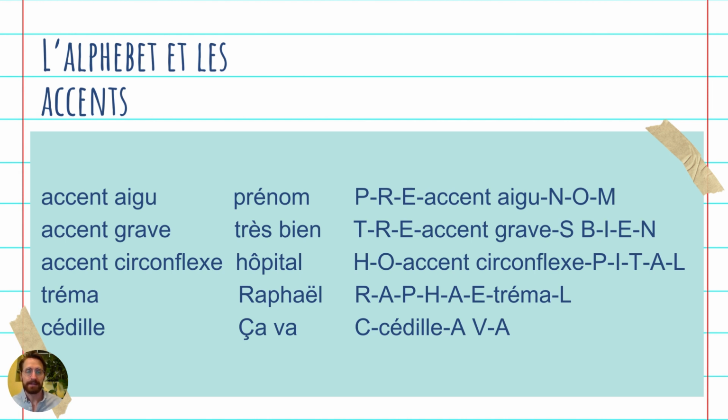Ensuite, accent grave. An example of this would be très bien. So here we have T, R, E, accent grave, S, B, I, E, N. Ensuite, accent circonflexe. The example here is hôpital. We have H, O, accent circonflexe, P, I, T, A, L.